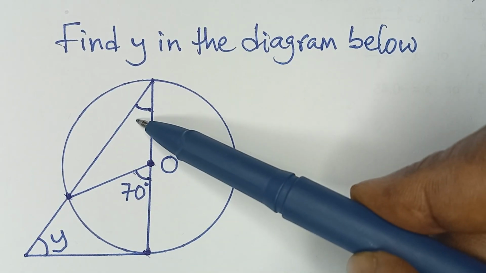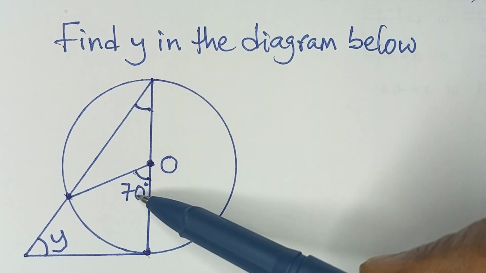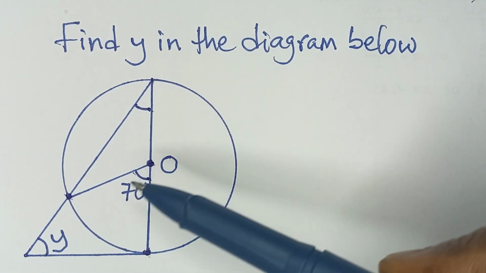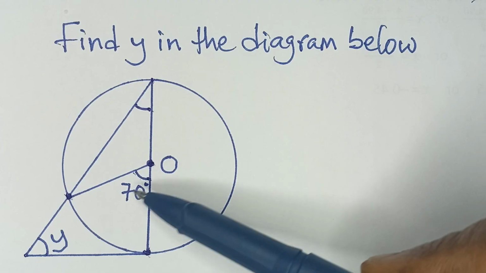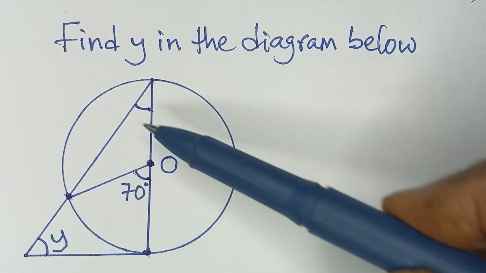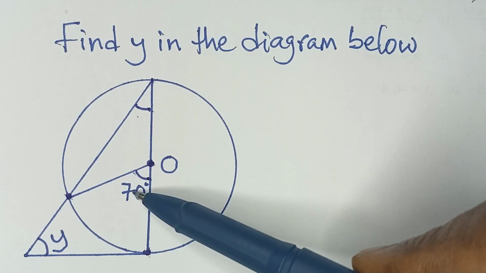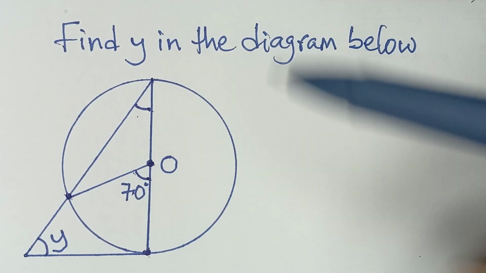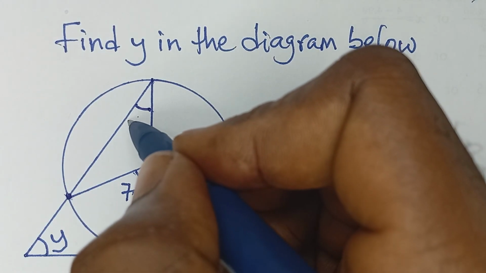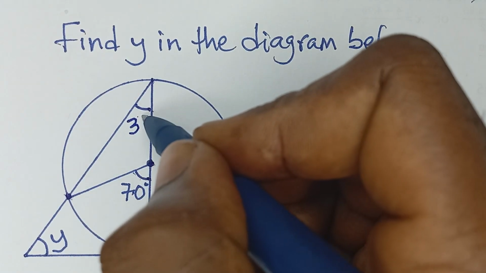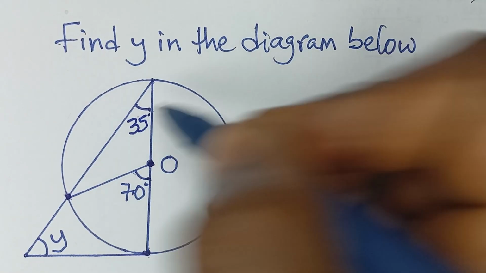2 times this angle will give us 70. So that is 70 at the center here. So that means if we divide this one at the center by 2, it is going to give us the one at the circumference. So 70 divided by 2, which is 35, will be the one at the circumference. So this place is 35 degrees.